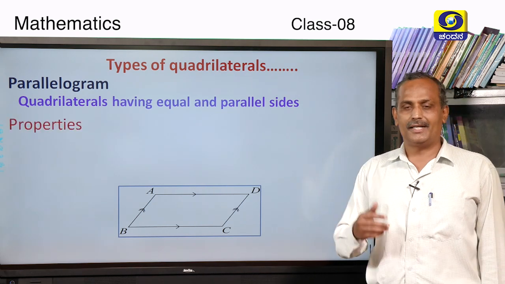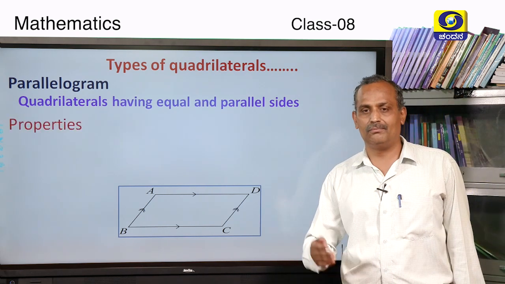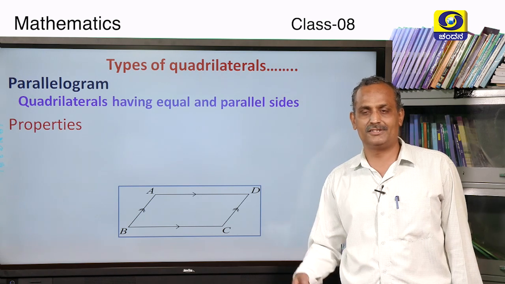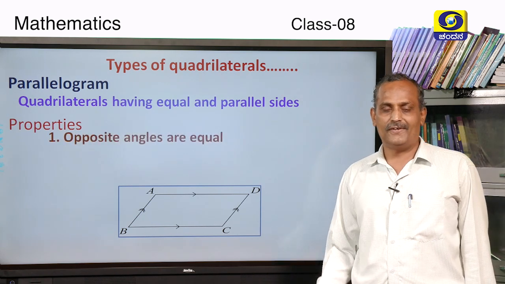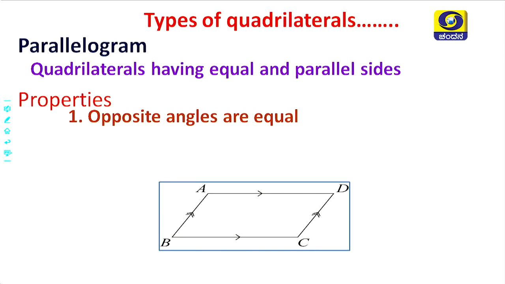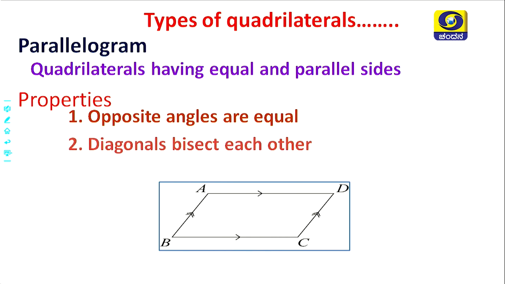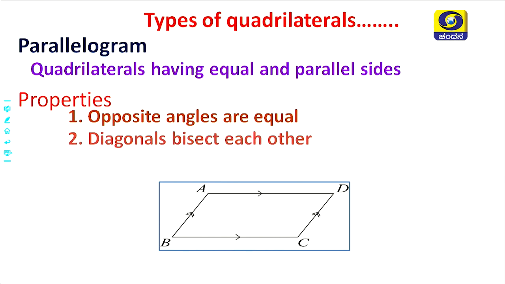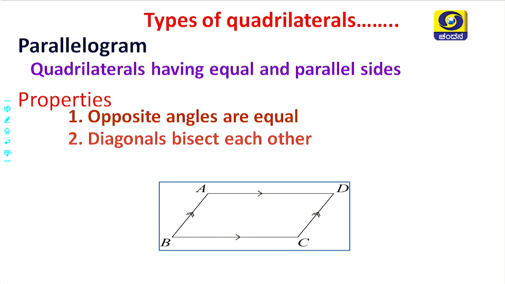Now, let us list the properties based on the definition, based on the diagram drawn. Can you list? So, the first property is opposite angles are equal. Is it right? Because angle B and angle D as shown in the diagram should be equal, and similarly angle A and angle C are equal. Property 2: diagonals bisect each other. So, let us understand a parallelogram by using these two properties.